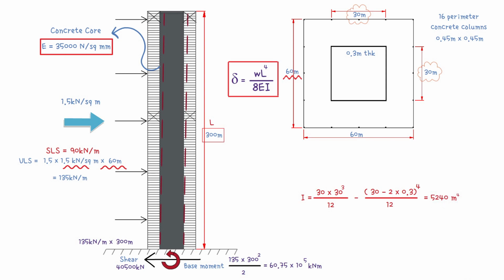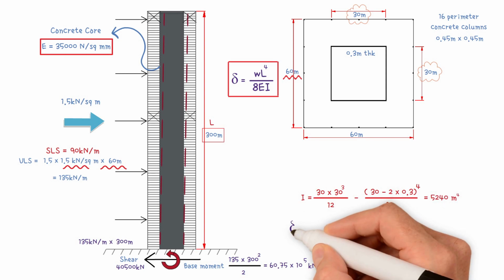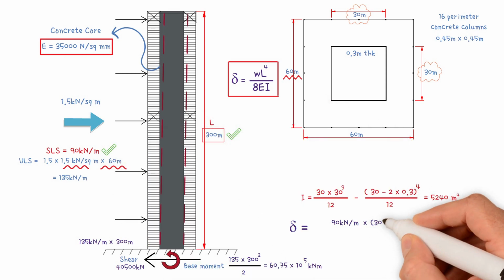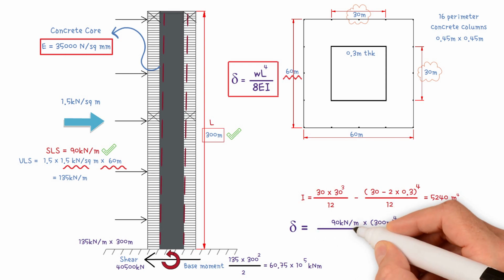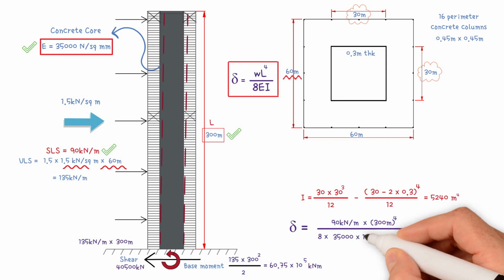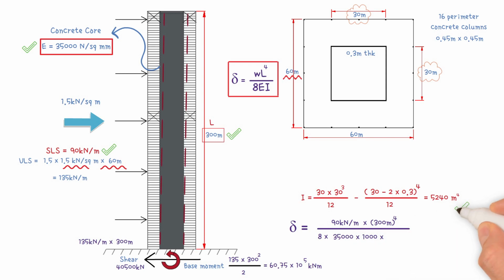5,240 meters to the power of 4. Therefore, the deflection would be 90 kilonewtons per meter, times 300 meters to the power of 4, divided by 8, divided by 35,000, divided by 1,000, divided by 5,240. This gives us a value of 0.5 meters.